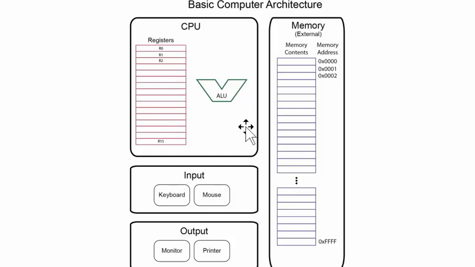So the CPU contains these registers, and it contains the ALU, and it also contains the brains of how to go out and read your instructions that are your program and execute them.